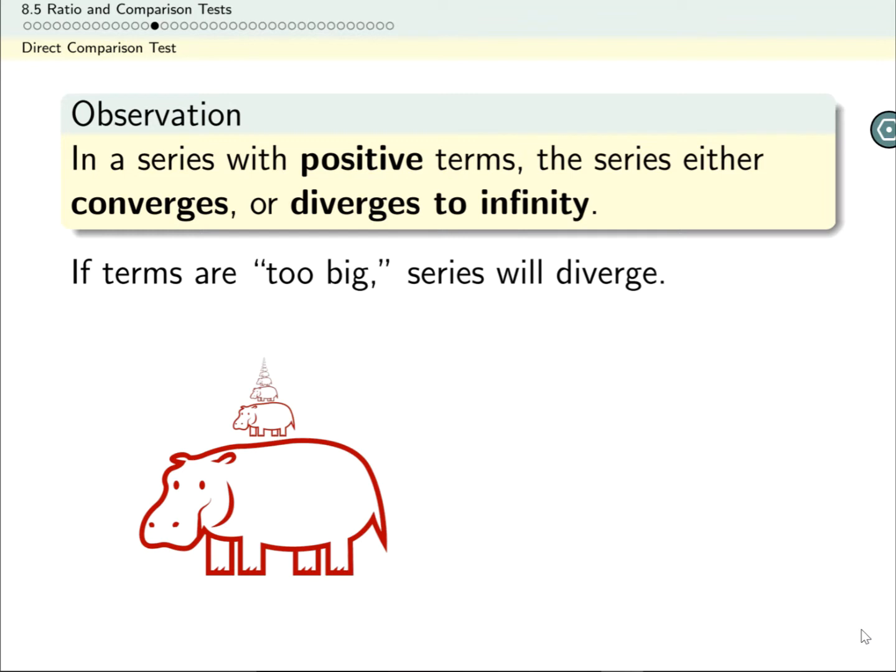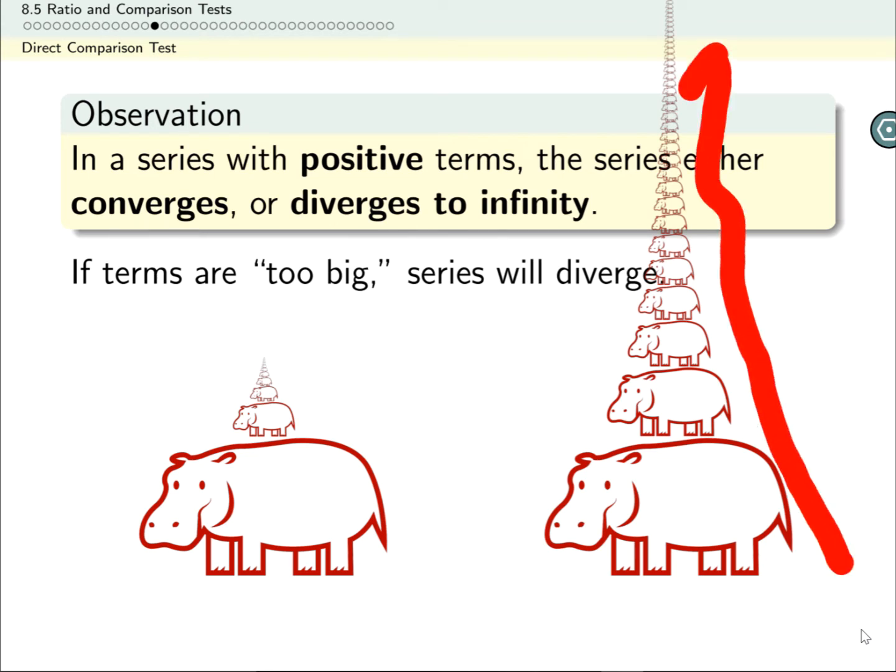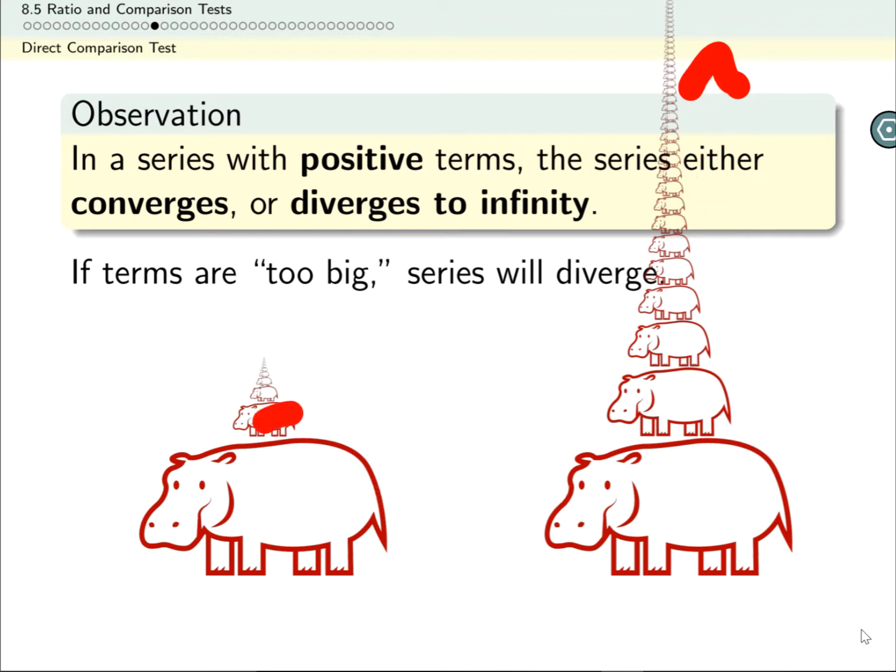This series looks like it's convergent. It looks like as I add more hippos, my stack is getting closer and closer to some finite number. So I think of these terms, these things being added, as being small enough that the series can converge. On the other hand, here's another series. The terms are getting smaller and smaller. They're going to zero, but they're bigger than the terms we saw before. The first one's the same size, but then after that, my terms are bigger. So I think of these terms as so big that the series diverges.